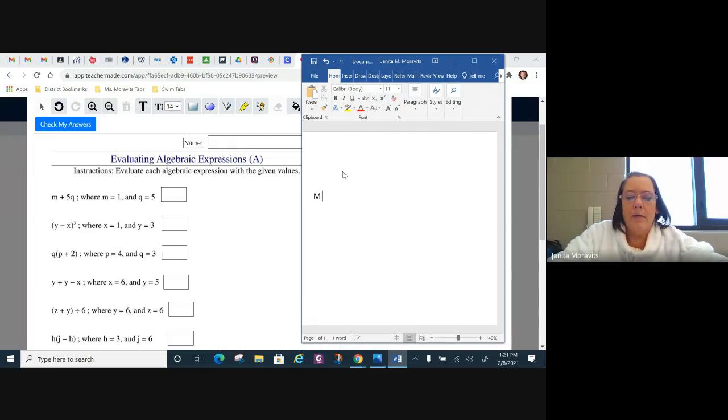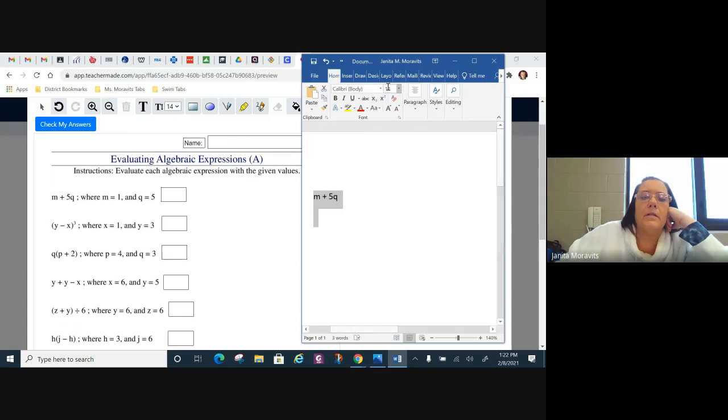So we have m plus 5 times q. All right, now if you'll look right here, m is equal to 1. You know what? I'm going to make this bigger because I know that some of your screens, you're going to have a really tough time seeing that if I don't make it bigger. There we go. All right, now right here, m is equal to 1 and q is equal to 5.